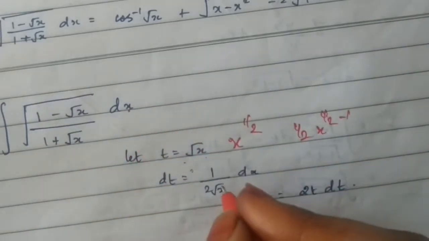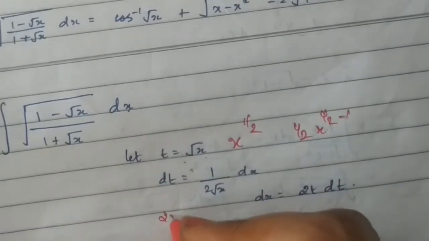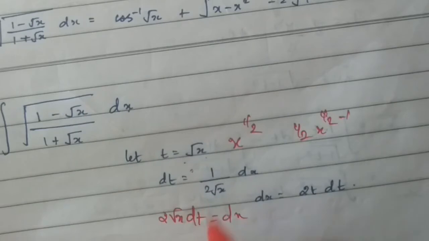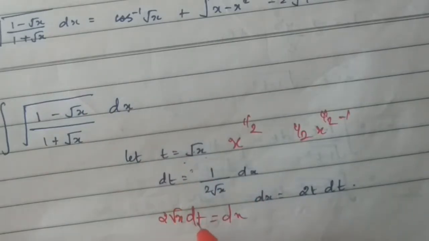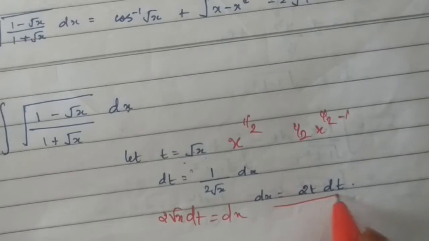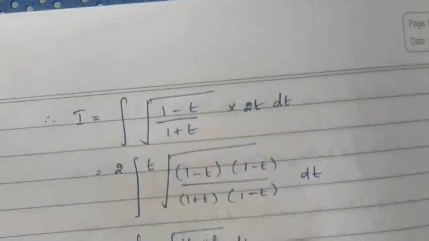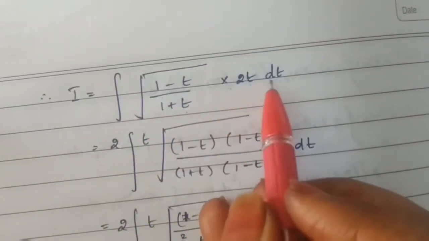We have dx alone, therefore bring this 2 root x to this side. So 2 root x into dt equals dx. Here we don't have 2 root x, so you can write in terms of t. 2 root x is nothing but 2t, therefore 2t into dt equals dx. That's what is written here. So in the place of this, when you substitute, you will get integral of root of 1 minus t divided by 1 plus t into 2t dt.